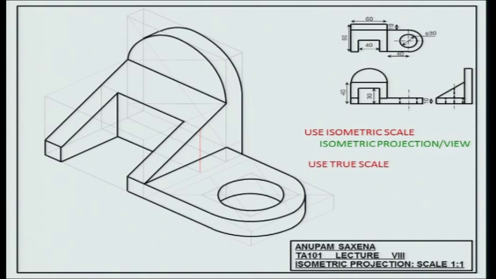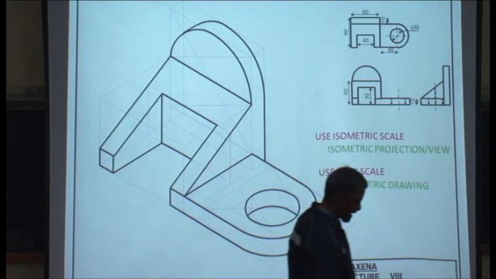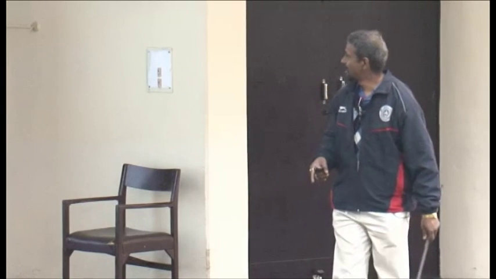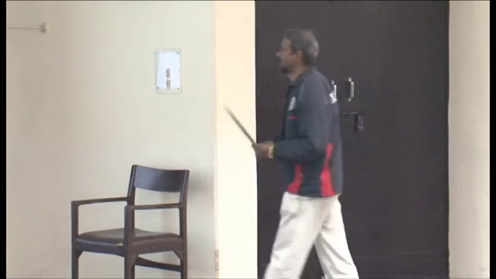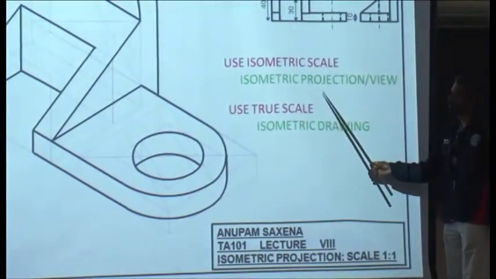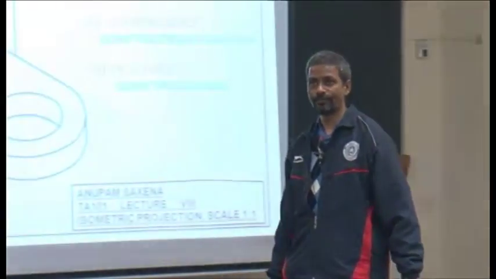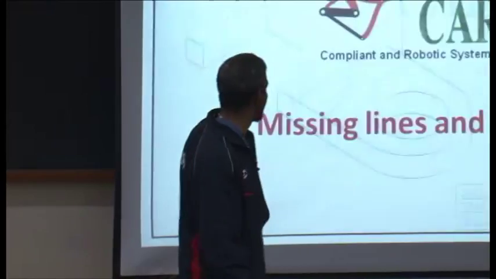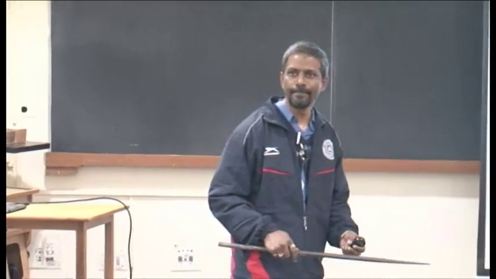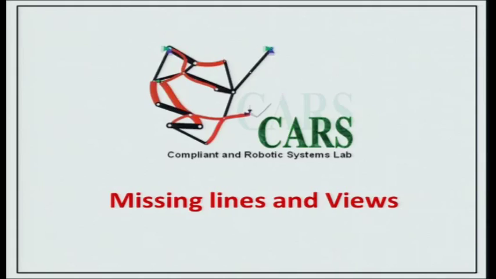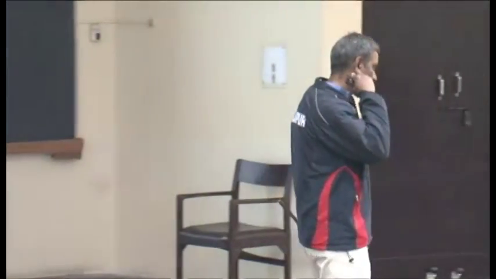I may have said something else in class, and you guys, when you're doing the lab, probably read the question slightly differently. So let me clarify that. When I ask you to use isometric scale, I would do that when I ask you to work with isometric projection of view. So isometric scale is something that you need to be using when you're drawing isometric projection of view. But you're going to be using the true scale when you're drawing the isometric drawing. I probably may have said it the other way around in this class last time, right? Yeah? Okay. So today it's about missing lines and views to help you develop an eye for the drawing.